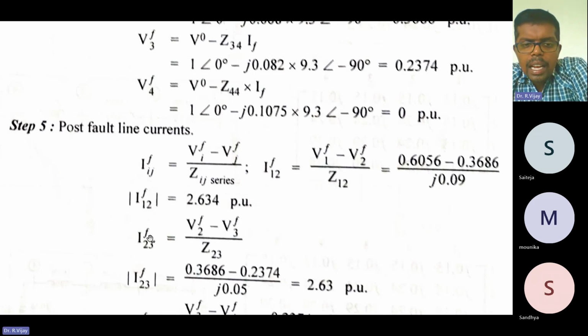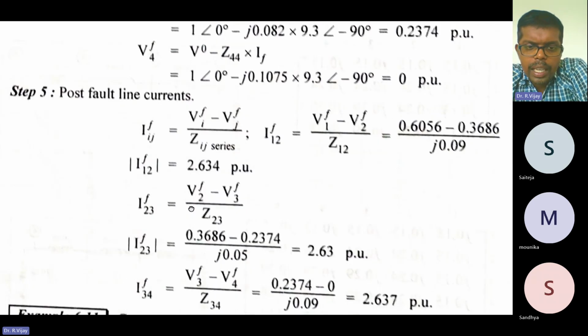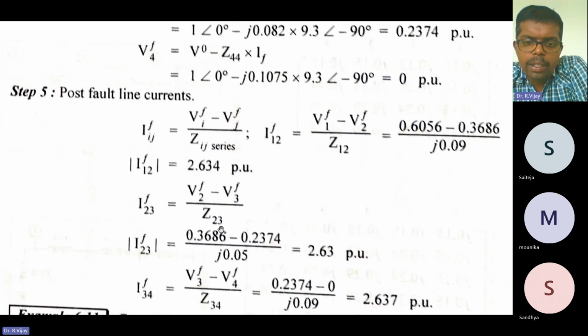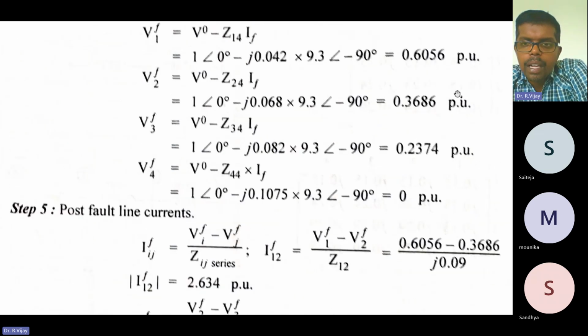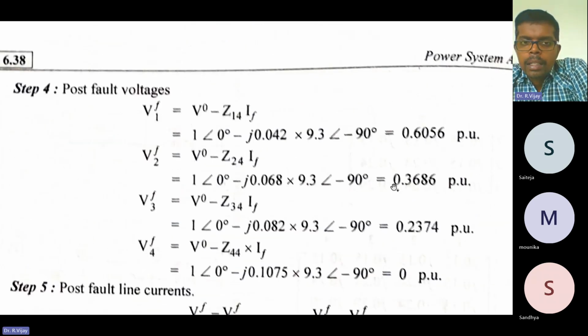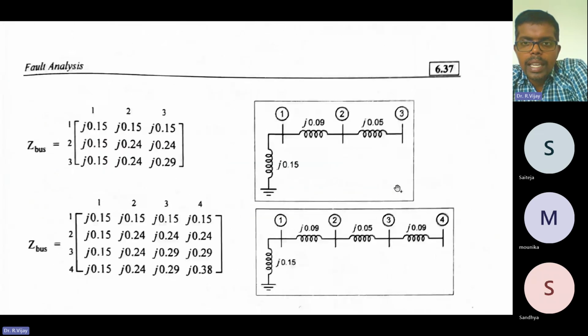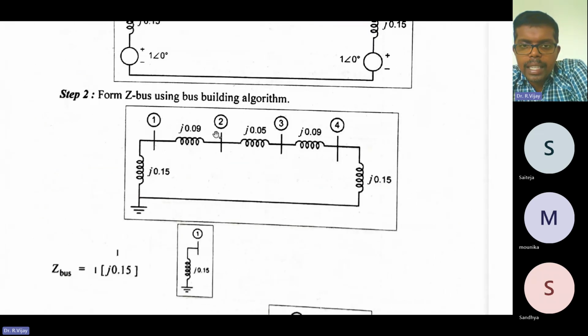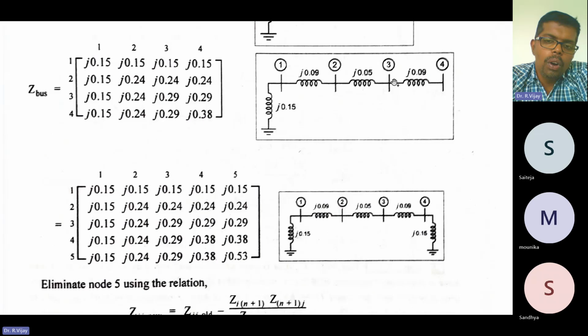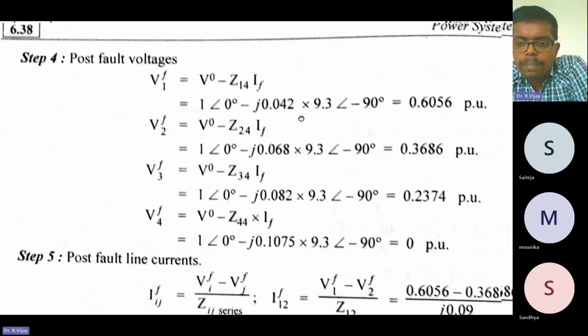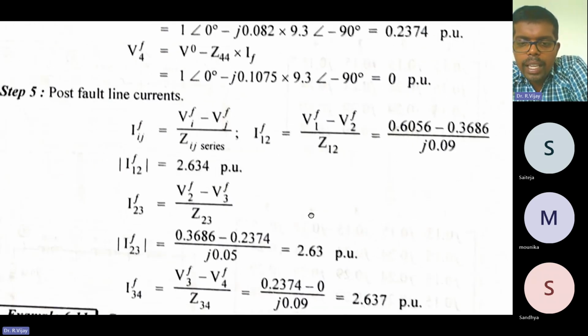Next, after 1-2 we get 2-3, with the same formula: V2F minus V3F divided by Z23. You can take V2F and V3F from here. Z23 is from this reactance diagram, that is j into 0.05. Just substitute j into 0.05, and you'll get the answer as 2.63 per unit.